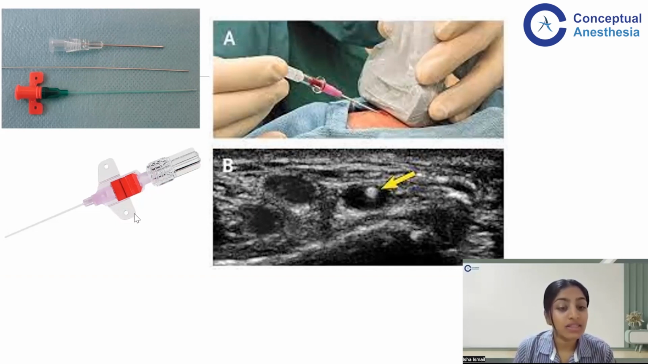This is what we utilize in the OT, and this is the USG guided insertion of your arterial cannula, wherein after the insertion, the needle point will reach the lumen of the artery. You can see the needle point right over here. At the same time, you'll see flashback in your flashback chamber. At this point, you'll drop the angle of your cannula and just push your cannula inside without the needle.